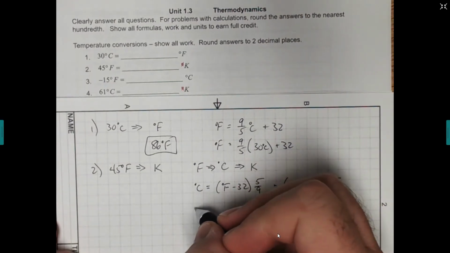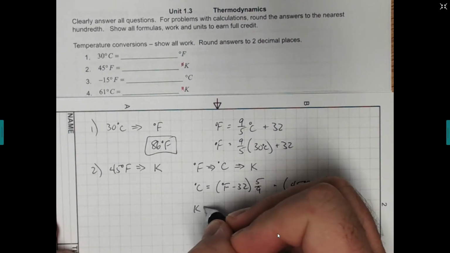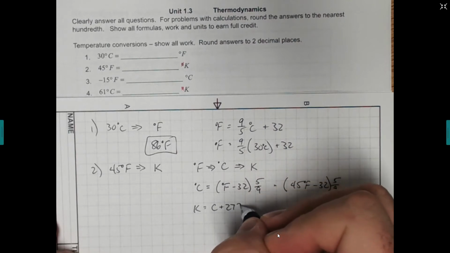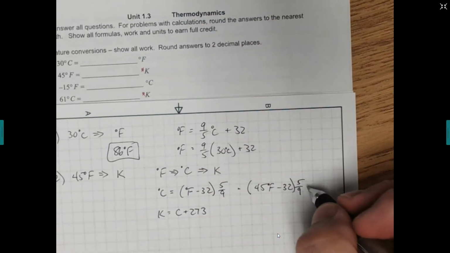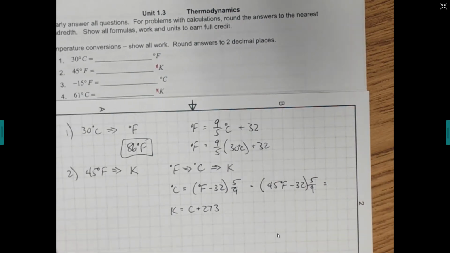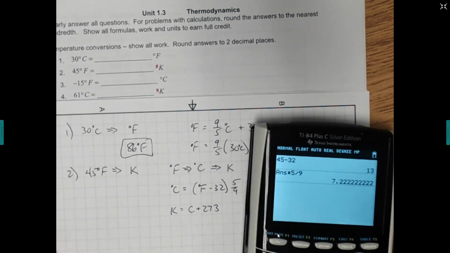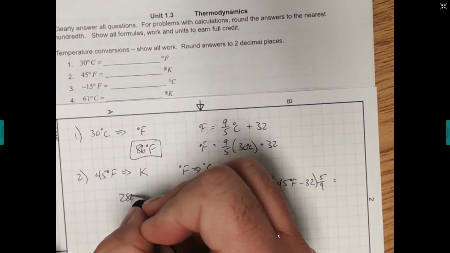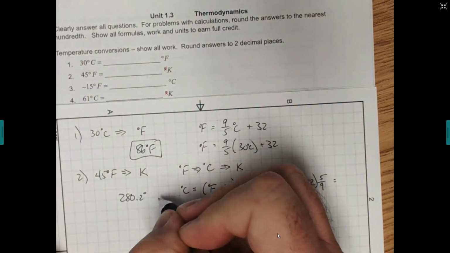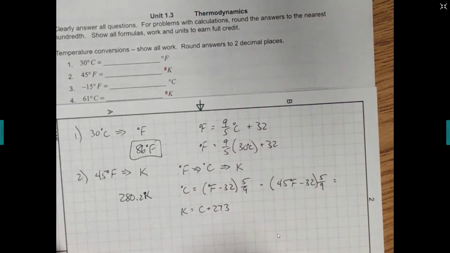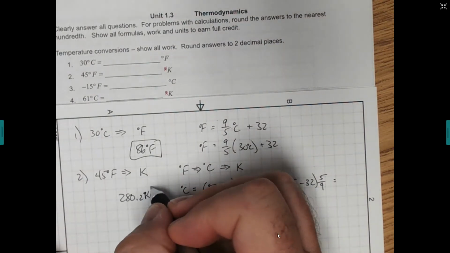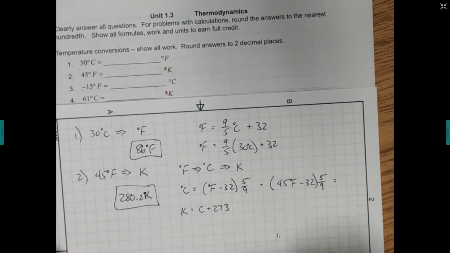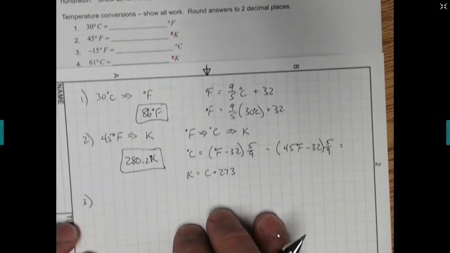So to get to Kelvin, it's just Celsius plus 273. So we take this answer that we got here, the 7.22, and then we add it to 273, and we get 280.22, or 280 probably good, or 280.2. And that's Kelvin, right? No degree symbol, and we're all good.